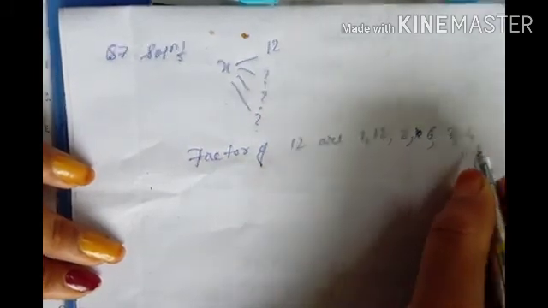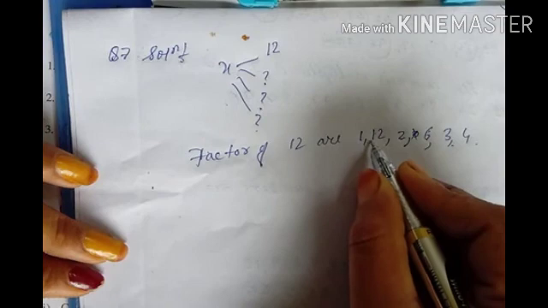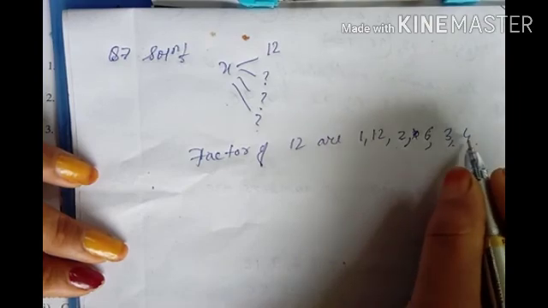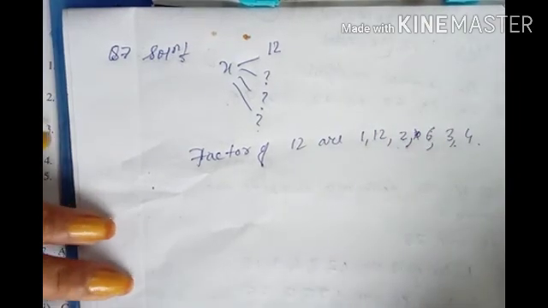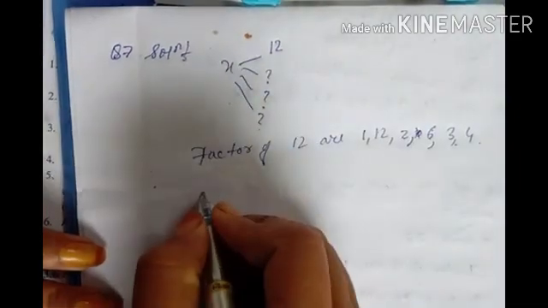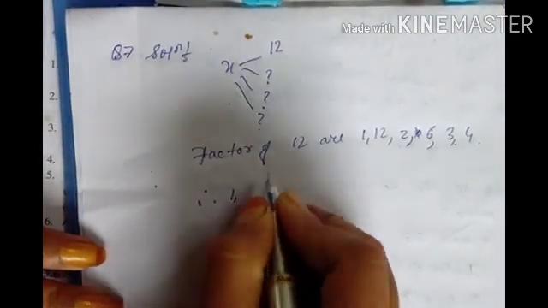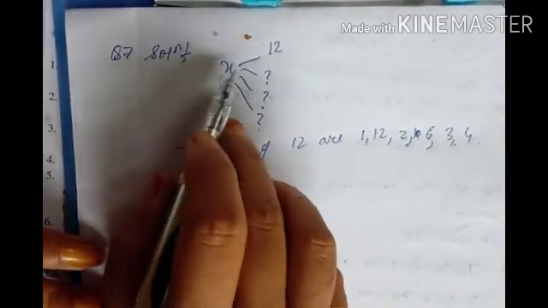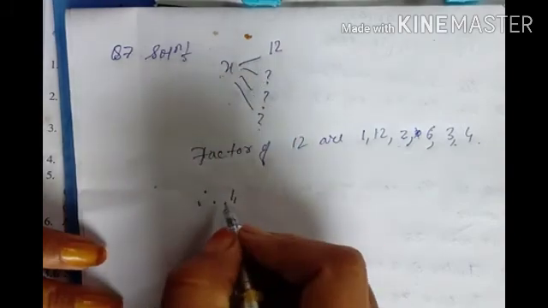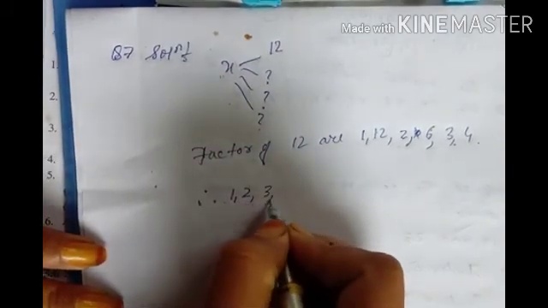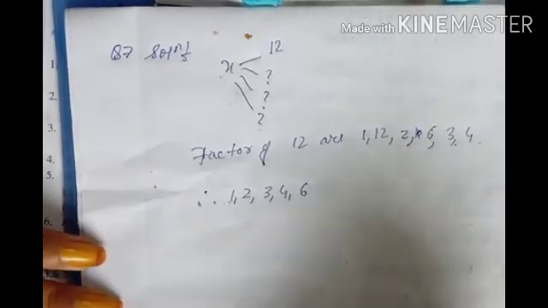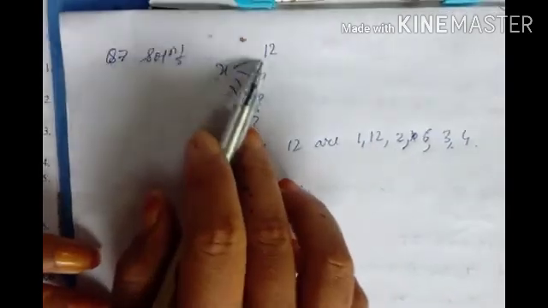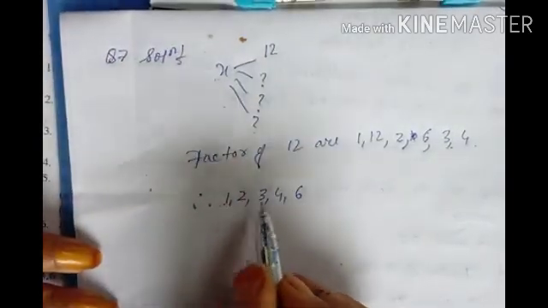So you can write the factors in this way also: 1 into 12 is 12, 2 into 6 is 12 so 2 and 6 are factors of 12, and 3 into 4 is 12 so 3 and 4 are also factors of 12. Now what will be the answer? You can write 1 also, because any number is always divisible by 1. So you write 1, 2, 3, 4 and 6. These are your answers. If any number is divisible by 12, then that number is also divisible by 1, 2, 3, 4 and 6.